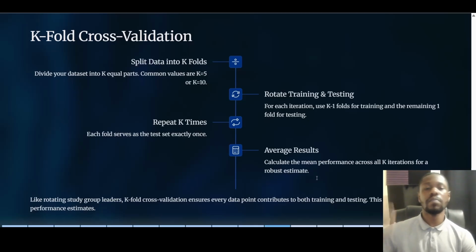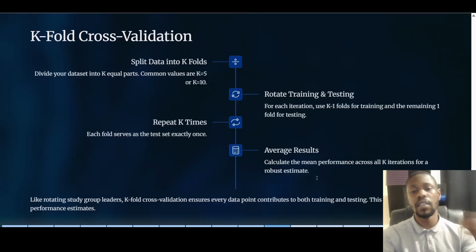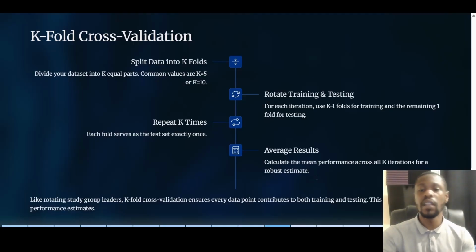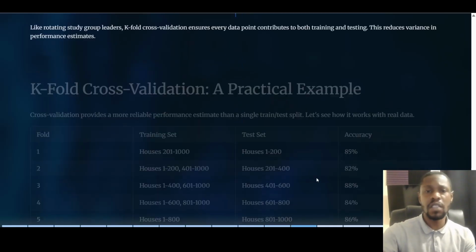And we repeat this k number of times. Since we had 10 groups, we're going to repeat this 10 times. Each fold will serve as a test set exactly once. And then we essentially just average the results. We calculate the mean performance across all k iterations for a robust estimate. It's like rotating study group leaders. K-fold cross-validation ensures that every data point contributes to both training and testing. This reduces variance in performance estimates.